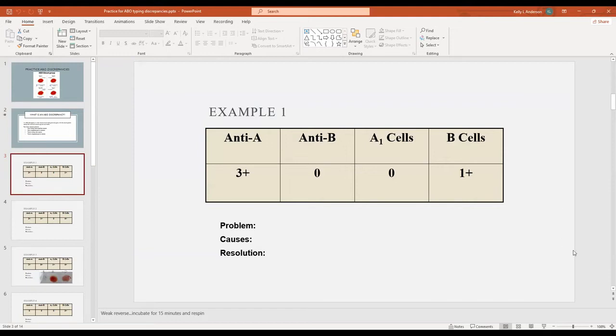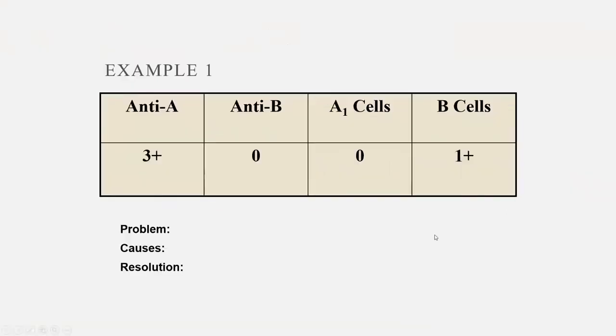Okay, first discrepancy. So the first thing you want to think about is, what is the problem? Is there an extra reaction or is there a missing reaction? And the other thing you want to keep in mind whenever you're looking at ABO discrepancies, you're assuming the stronger reaction is the correct reaction. So your anti-A is the strongest reaction, so you think this is probably an A. But the discrepancy is that we have a weak reaction with our B cells.